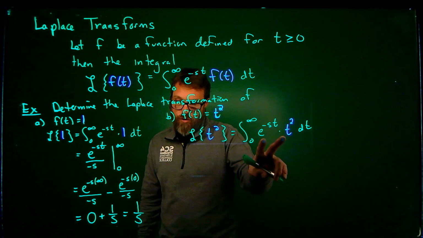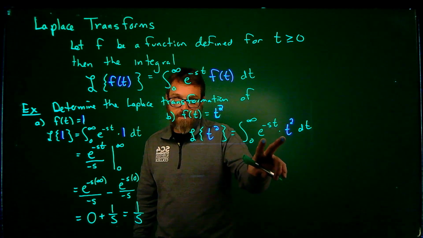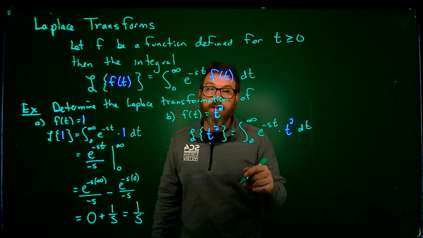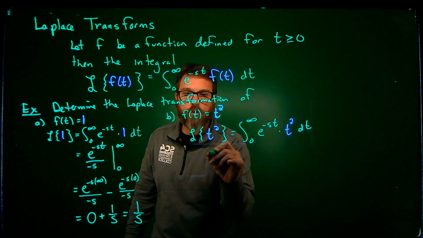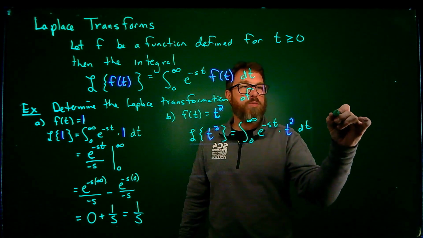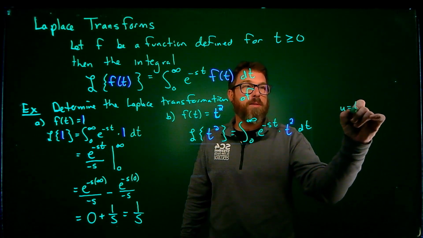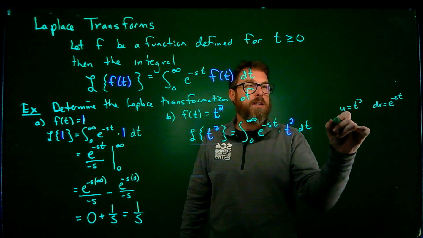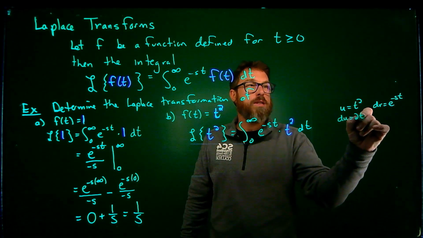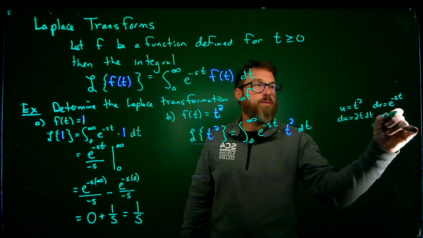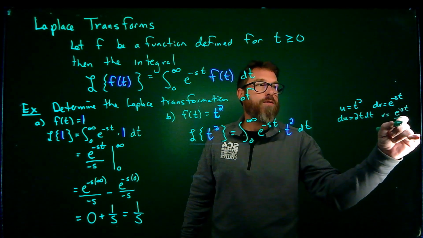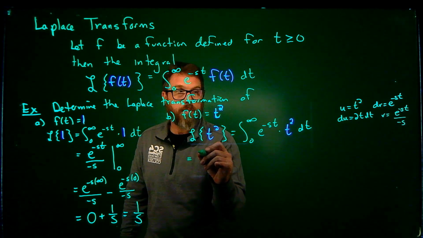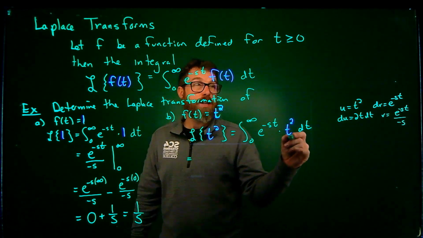We'll do it one by one instead of doing tabular, though tabular would be quite a bit easier. But we'll do it one at a time. So in order to do this, we know that u is going to be equal to t squared, dv is going to be equal to e to the minus st dt. So du is going to be equal to 2t dt, and v is going to be equal to e to the minus st all over negative s. So this is now going to be equal to uv minus the integral of v du.